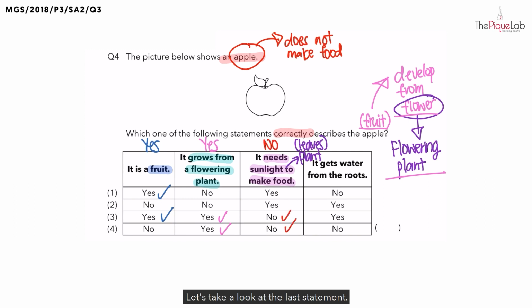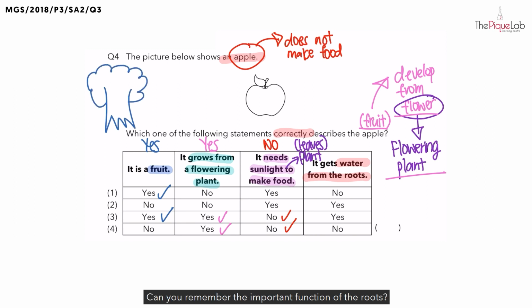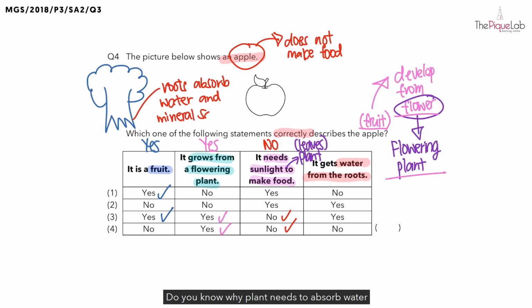Let's take a look at the last statement. It gets water from the roots. Let's first recall the function of the roots. Can you remember the important function of the roots? The roots absorb water and mineral salts from the ground. Do you know why the plant needs to absorb water and mineral salts? Is the plant a living or non-living thing? The plant is a living thing. And all living things need 3 things to survive. What are those 3 things? Living things need air, food, and water to survive. And that's why the roots absorb water so that the plants can survive.